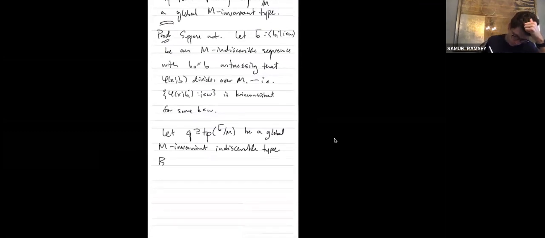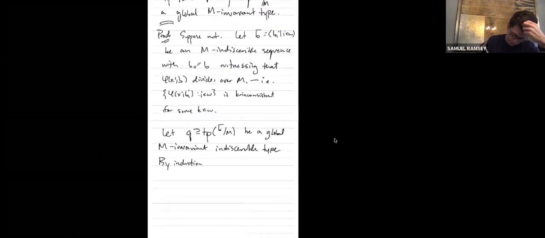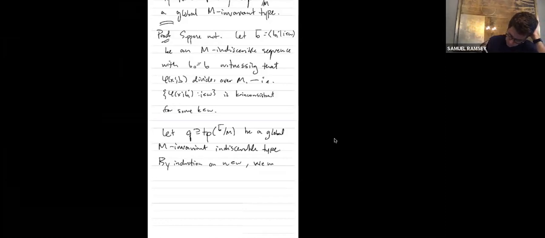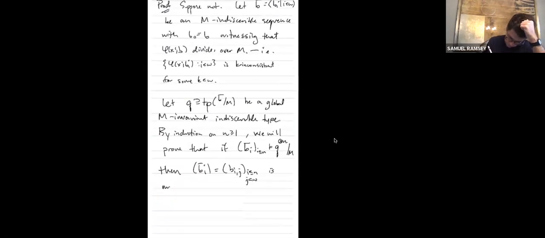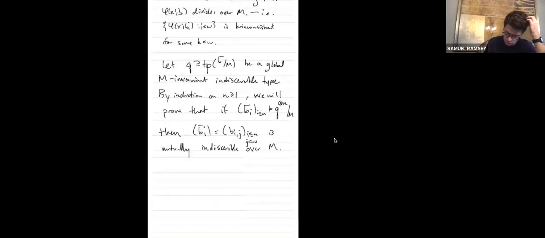So by induction on n less than omega, let's say n greater than or equal to 1, we will prove that if B bar_i, i less than or equal to n, realize Q tensor n over M, then B bar_i, which is my notation for B_ij, as i ranges from 1 through n and j over omega, so this is like an array of height n and width omega, is mutually indiscernible over M. So how does this work?